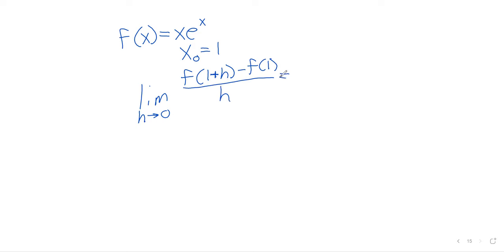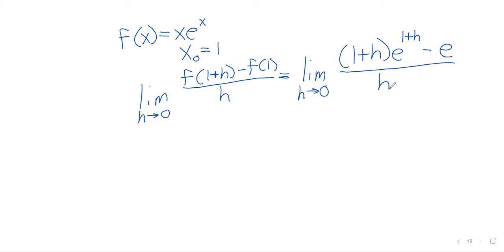So far, just like the quadratic, f of 1 plus h is 1 plus h times e to the 1 plus h, minus 1 times e to the 1, divided by h. And you can't use the quotient rule, you can't use continuity, you get division by zero errors if you do. And if you try to cancel stuff, it's no longer at all clear what you're going to do with that h in the denominator. It simply doesn't cancel with the stuff in the numerator.